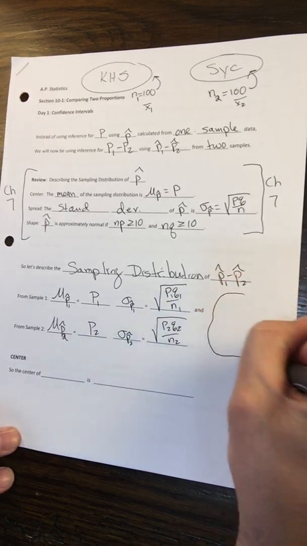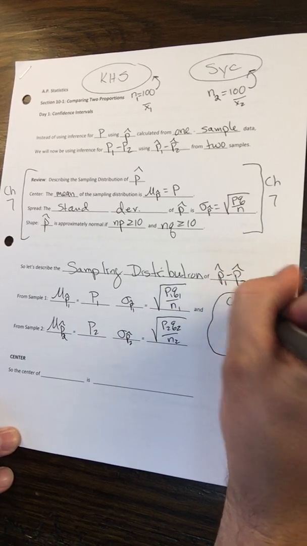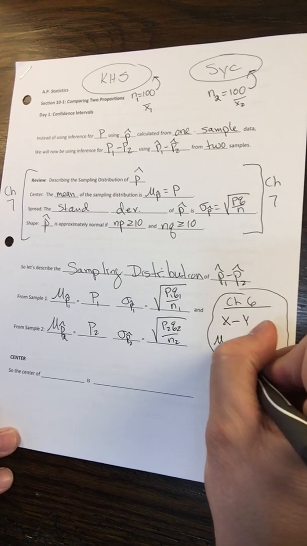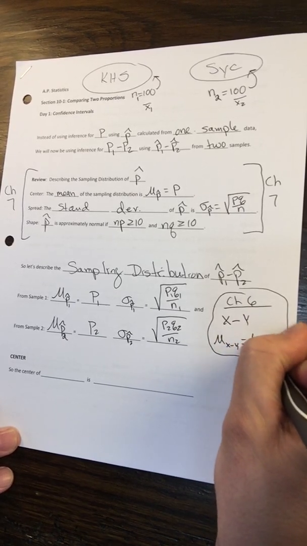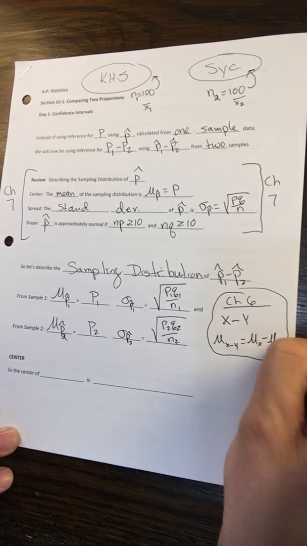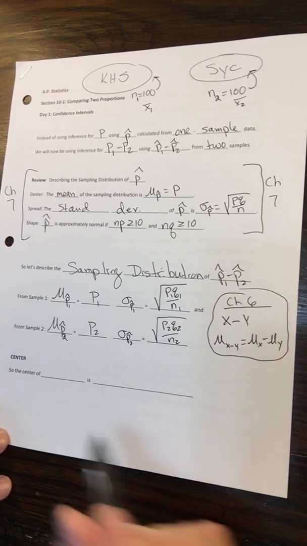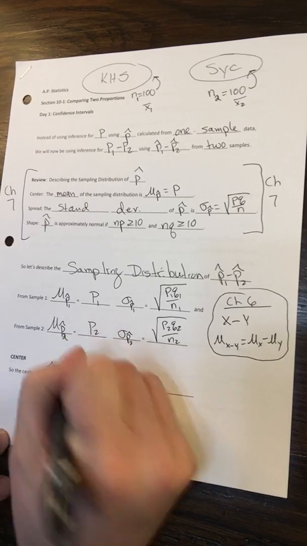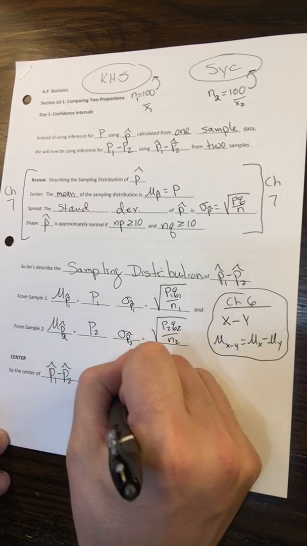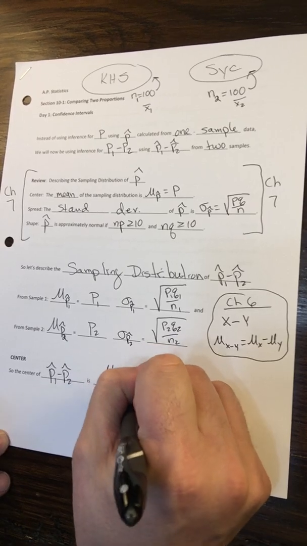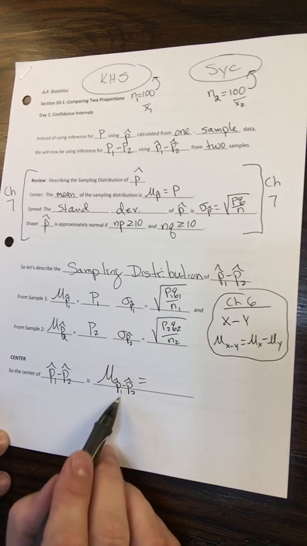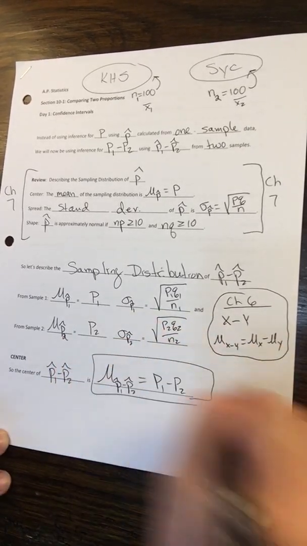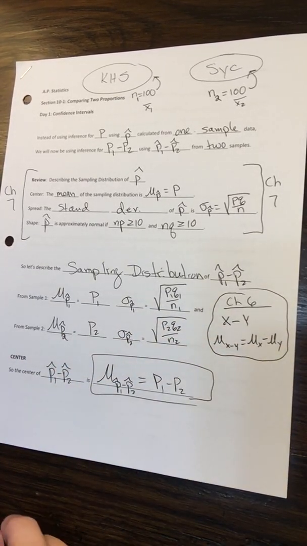You don't have to write this in your notes, but from chapter 6, if you want the x minus y distribution, the mean of x minus y was simply equal to the mean of x minus the mean of y. You were allowed to just subtract the means. So the center of the p1 hat minus p2 hat sampling distribution is just mu of p1 hat minus p2 hat. My new mean for this difference is just p1 minus p2. That's my new mean. I just found the center of my distribution.